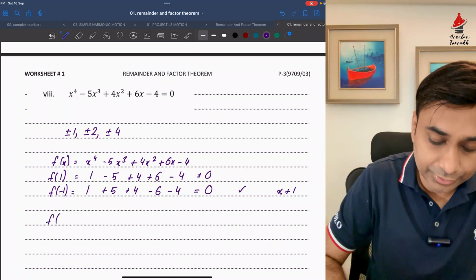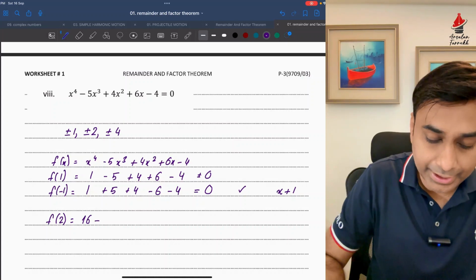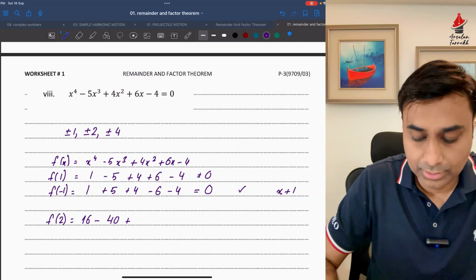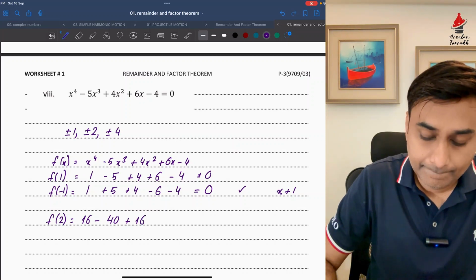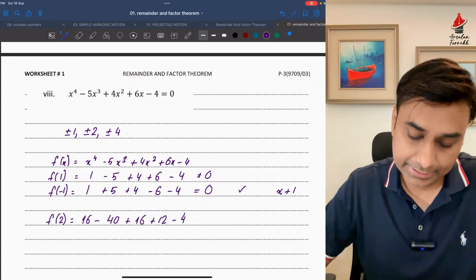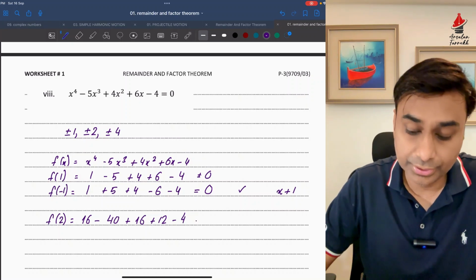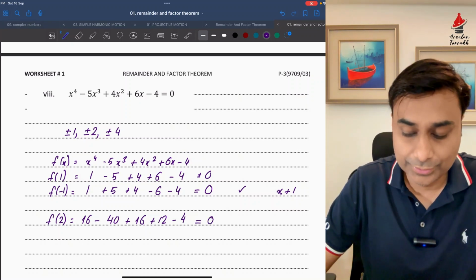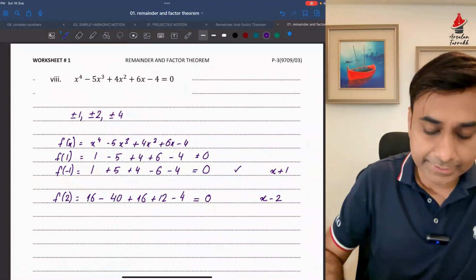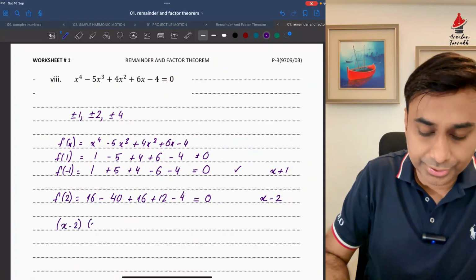I'm going to try 2 over here. That's going to give me 16 minus 40 plus 16 plus 12 and minus 4, and this is 32 plus 12, 44, and minus 44. This is also coming out to be 0. So x minus 2 is my other factor. The rest of the working is pretty much similar. I know one factor is x minus 2, and the other factor is x plus 1.